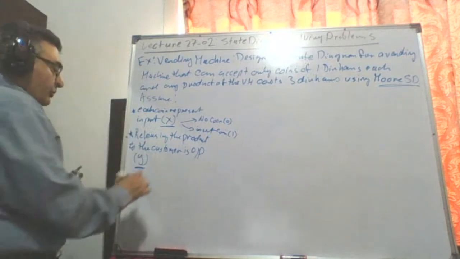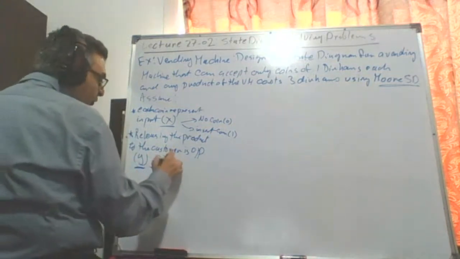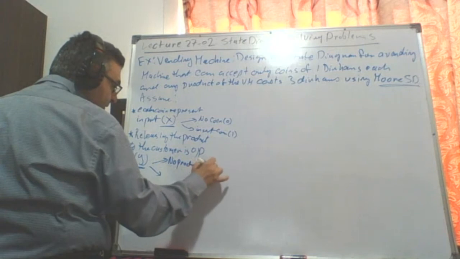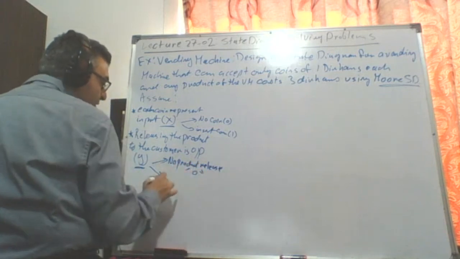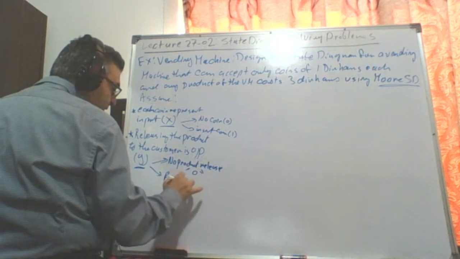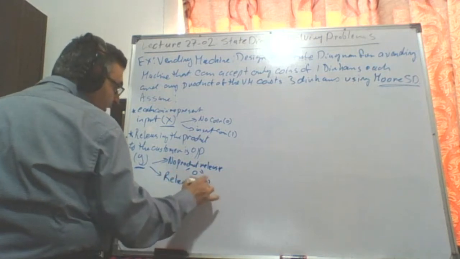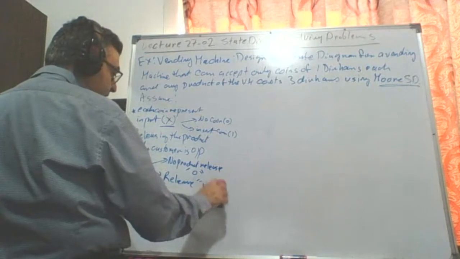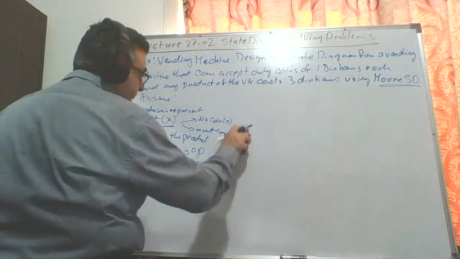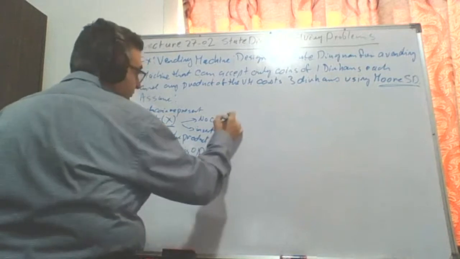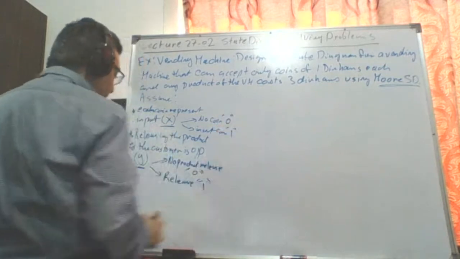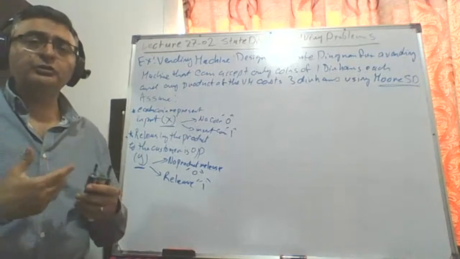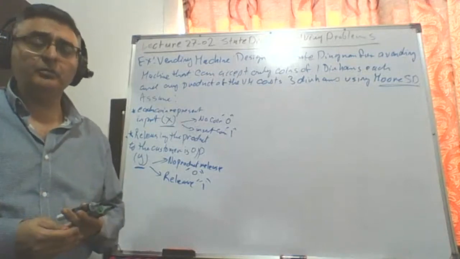Similarly, I can identify two states for the output. No product released, we will give this the value zero. When I release the product, the output should have the value one. Okay, agree?